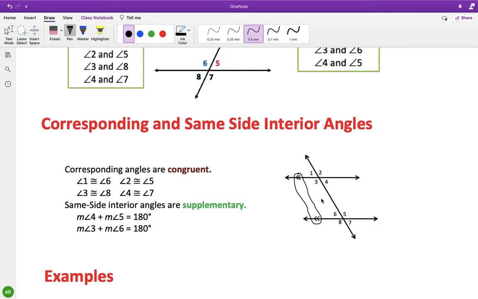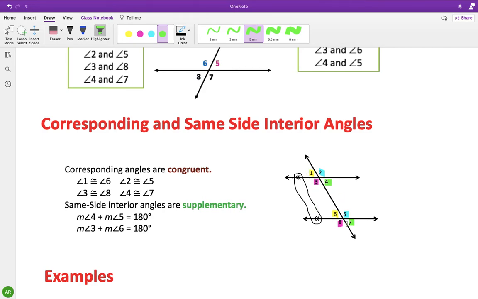Which means all the angles related between these two intersection points are going to have a relationship. So if we're looking at corresponding angles, I'm going to highlight those real quick: 1 and 6, 3 and 8, 2 and 5, and 4 and 7. If we look at those, all of those are going to be congruent.